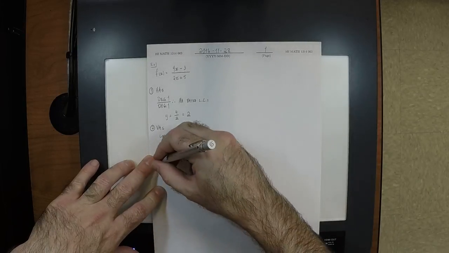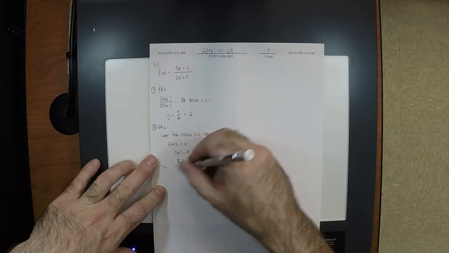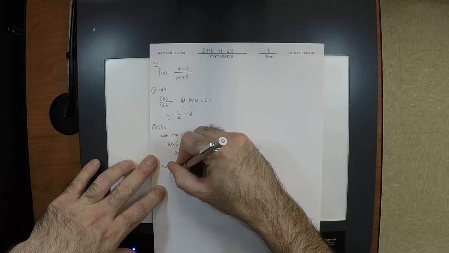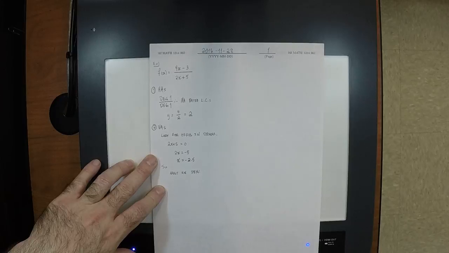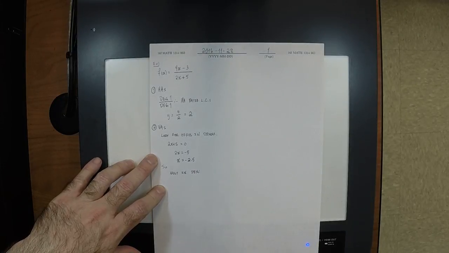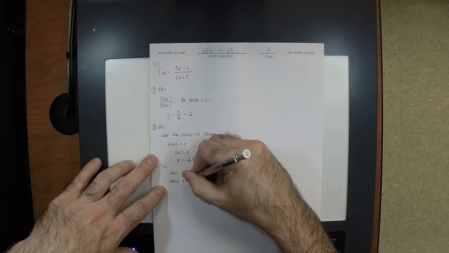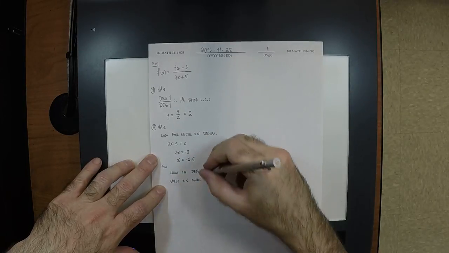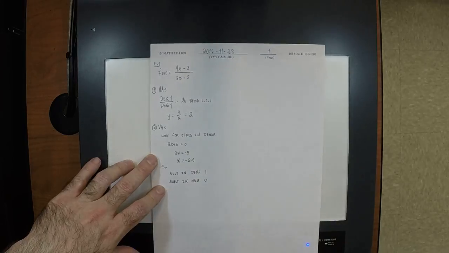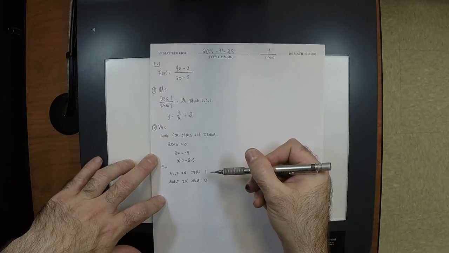And to be precise, concerning x is equal to negative 2.5, what is the multiplicity of negative 2.5 in the denominator? 1. It appears one time. And what is the multiplicity in the numerator? Zero times, right? How many times does it appear in the numerator? 0 times.